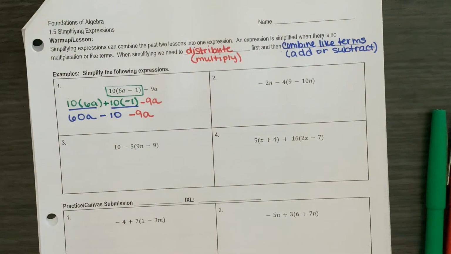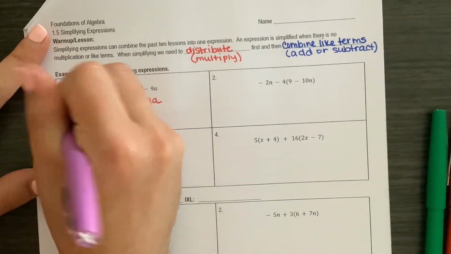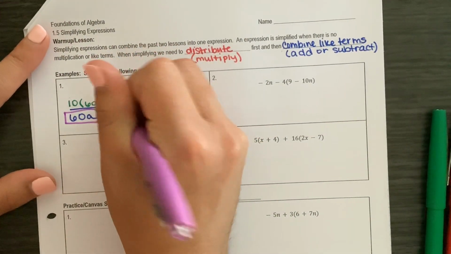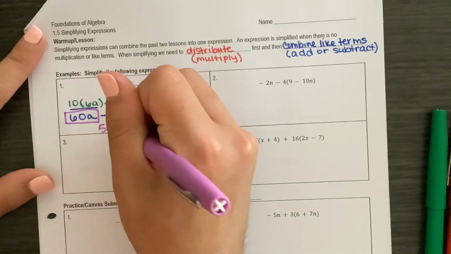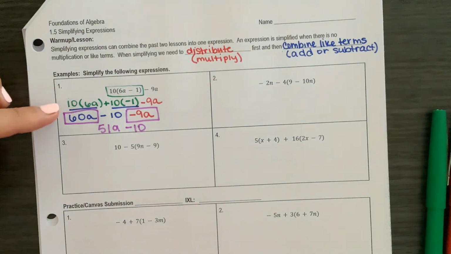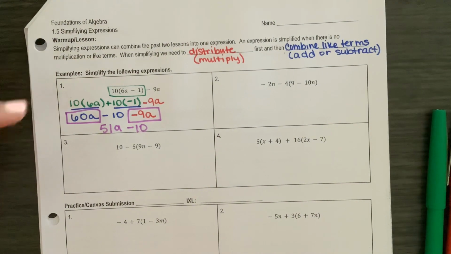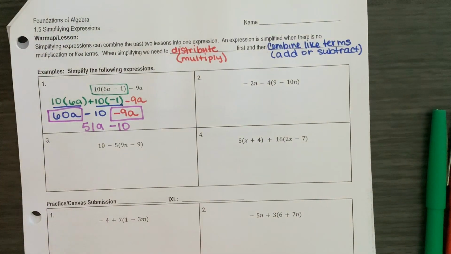Now from here, we can combine like terms. There's no other multiplication. So I have a 60a and a negative 9a, which is going to give me 51a, and then I'm going to drop my minus 10. So I like expanding in this first one with the green because it's going to show you all the multiplication that you have to do. But there is another method. So let's look at the second one. I call it the rainbow method. So we're going to look at that.